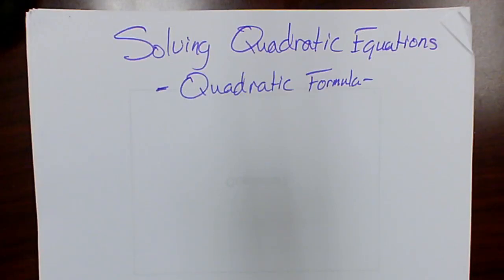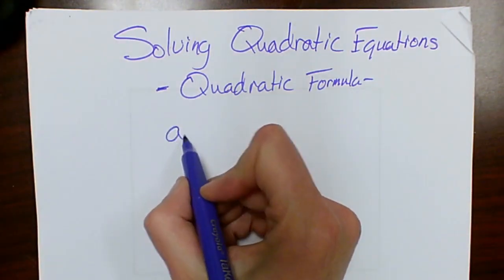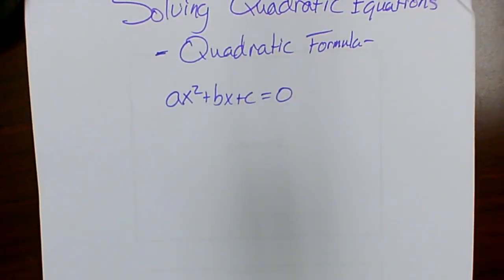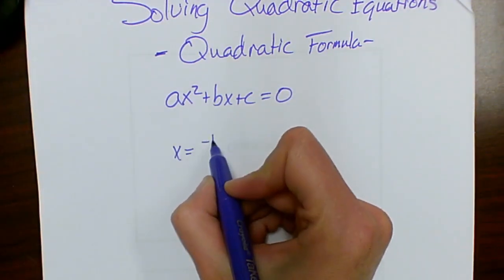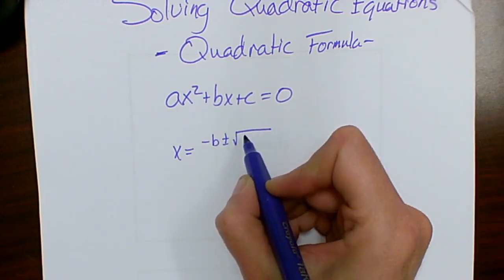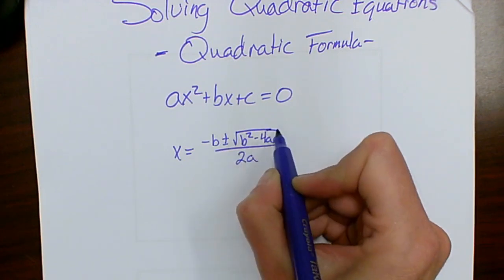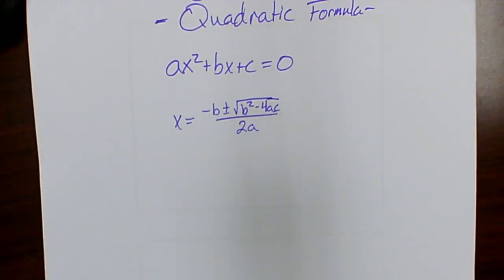This video is over solving quadratic equations using the quadratic formula. If you have ax squared plus bx plus c equals 0, and you can't factor it, and you can't use the special square root method, you can actually use the quadratic formula, which is x equals negative b plus or minus the square root of b squared minus 4ac, all over 2a. That's sung to the tune of Pop Goes the Weasel, to remember.